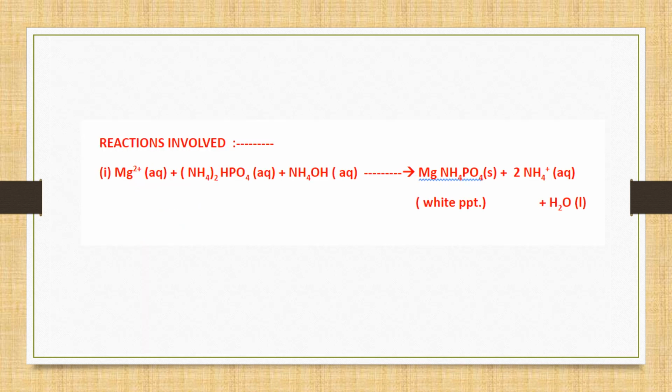And the only reaction involved is magnesium ion in the salt, when treated with diammonium hydrogen phosphate or disodium hydrogen phosphate, it will give you a white precipitation. So what is happening here? The ammonium and hydrogen ion, two positive charges are being replaced by the two positive charges of Mg2+. So this is the white precipitate that I am getting. That is all about all the basic radicals.